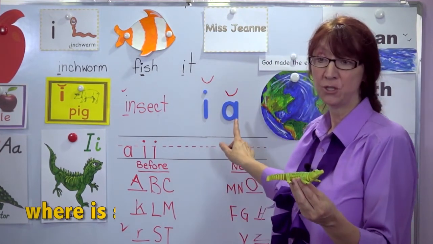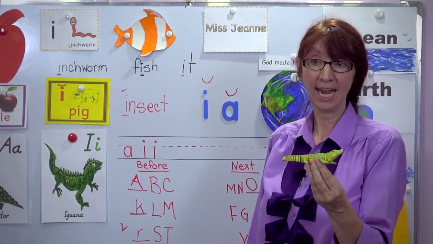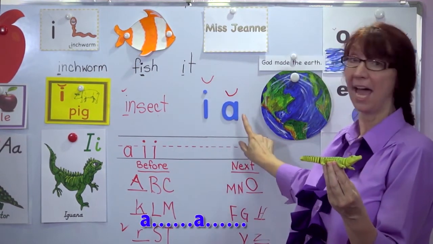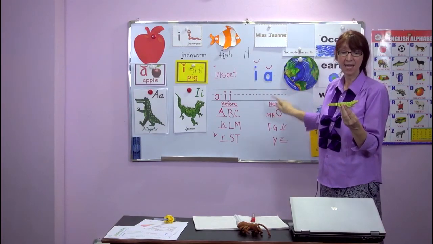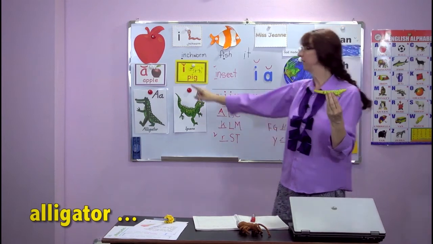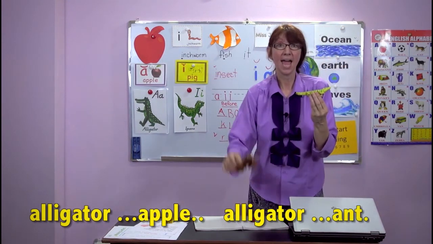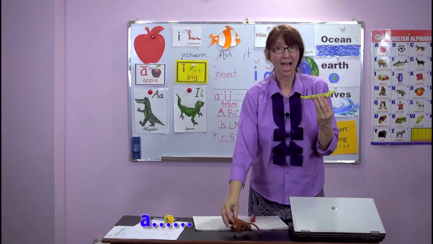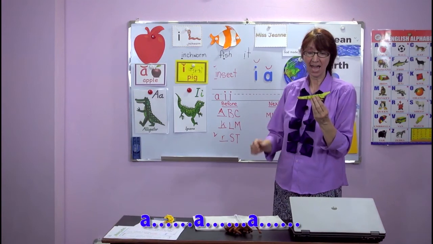Where is short A? Where is short A? Ah, ah, ah, ah, ah, ah. Alligator, apple, alligator, ant. Ah, ah, ah, ah, ah, ah.